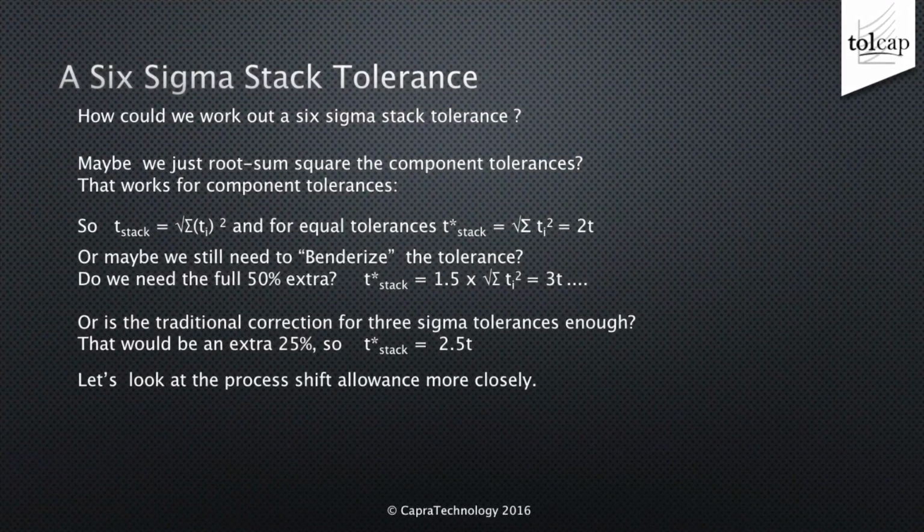So how could we work out a 6 sigma stack tolerance? Maybe we just root sum square the component tolerances. That works for components. And then T stack would be the root sum square of the tolerances. And for equal tolerances, that T star stack would come out to root 2 T. Or maybe we still need to benderize the tolerance. Do we need the full 50% extra? T star stack would then come out at 3T over 2. Or is the traditional absolute correction for 3 sigma tolerances enough? That would be an extra 25%. So T star stack would be 2.5T over 2. To find out which, we're going to need to look at the process shift allowance more closely.